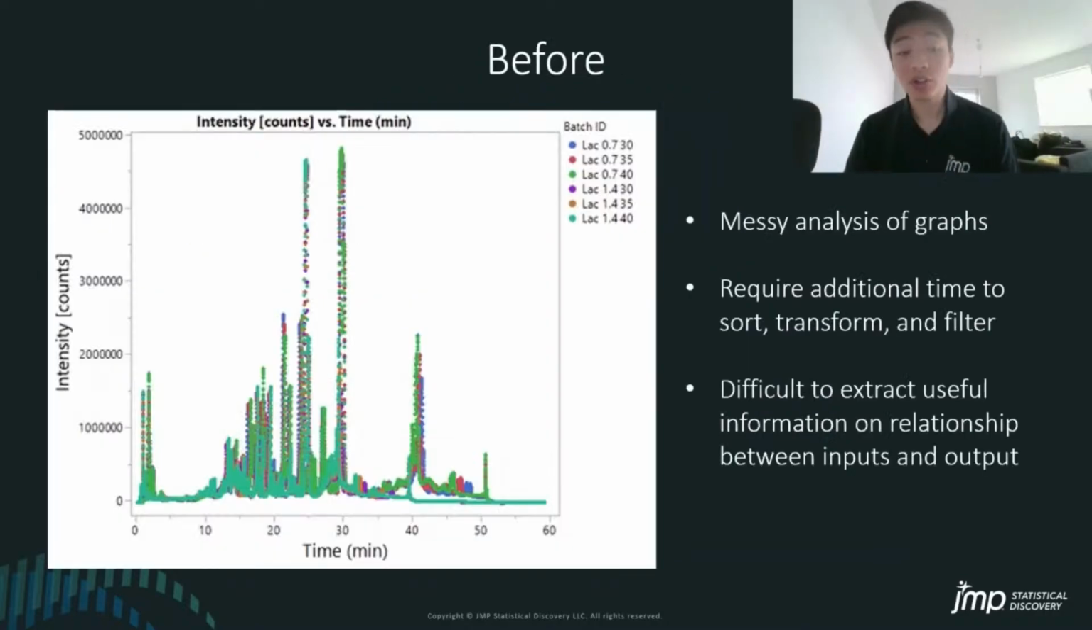So before we use the Functional Data Explorer, your analysis might look like this, where you've got this messy graph, and there's some additional pre-processing time to sort, transform, and filter to the regions of interest that we want to take out from this data. It's very difficult to extract useful information on the relationship between our inputs and outputs, and it's just not an efficient way to do your analysis.